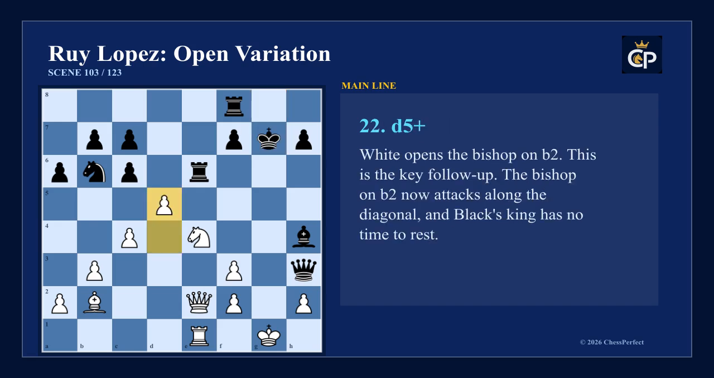d5, check. White opens the bishop on b2. This is the key follow-up. The bishop on b2 now attacks along the diagonal, and black's king has no time to rest.